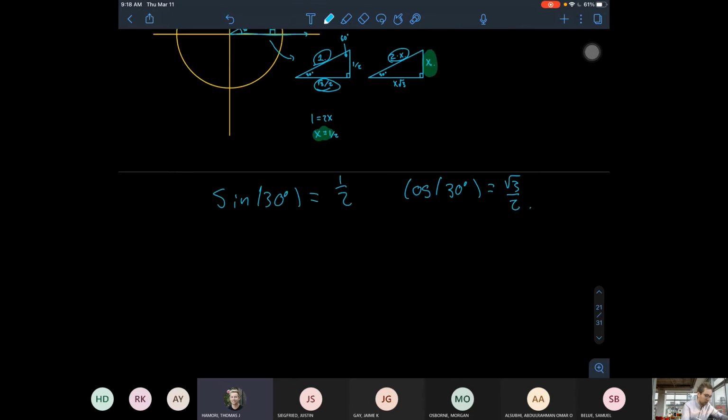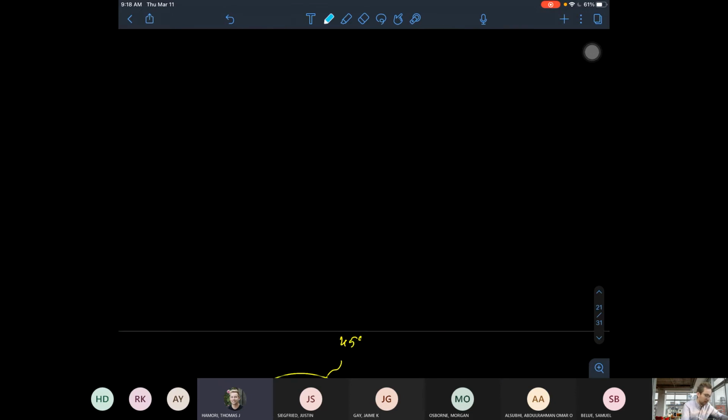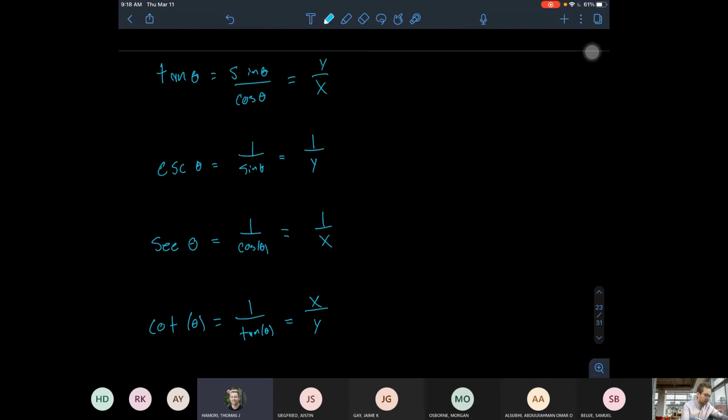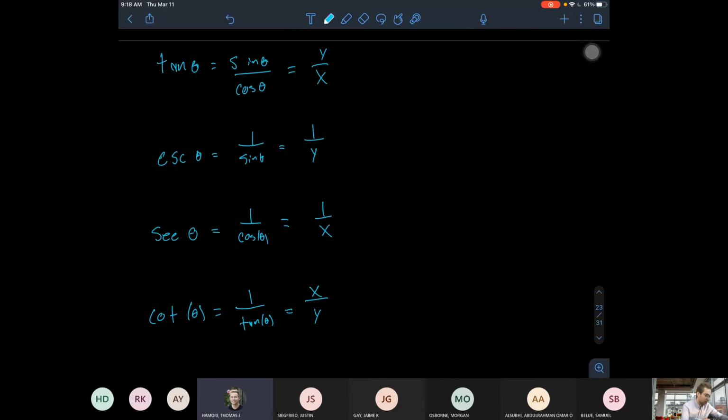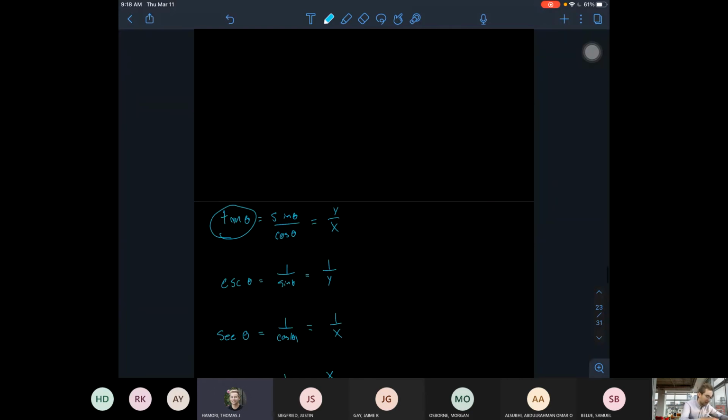Okay, all right, I'm going to move on now and talk about other trigonometric functions. So we have 4 more important ones, which are as follows. Tangent of theta. Tangent of theta is equal to sine of theta divided by cosine of theta, and it gives us the value y over x. And if you're wondering why it's called the tangent, I'll give you a picture to explain why.